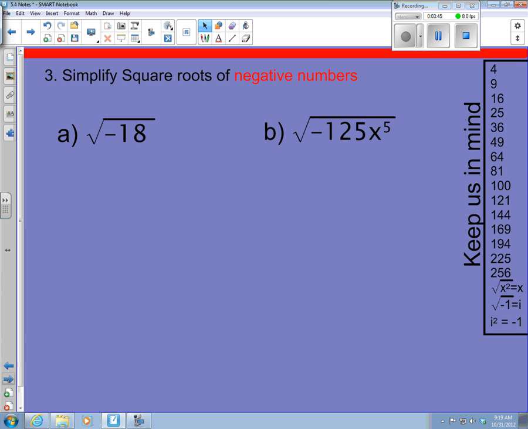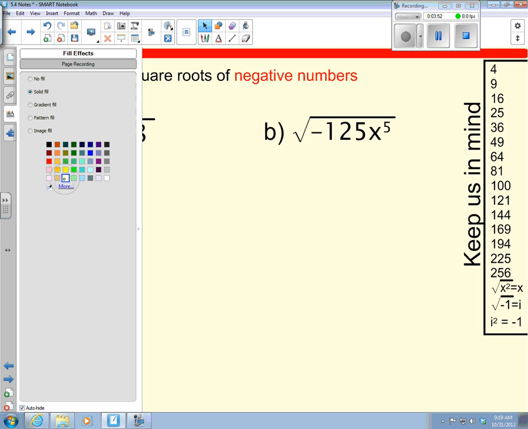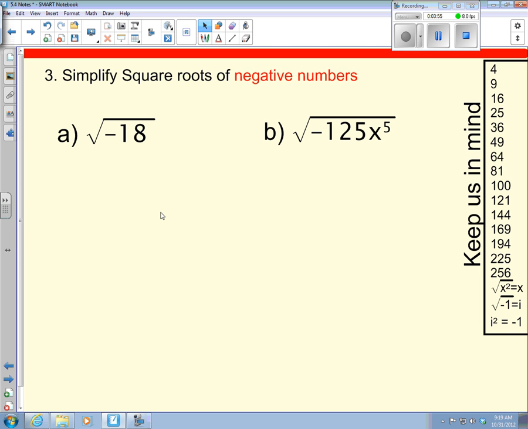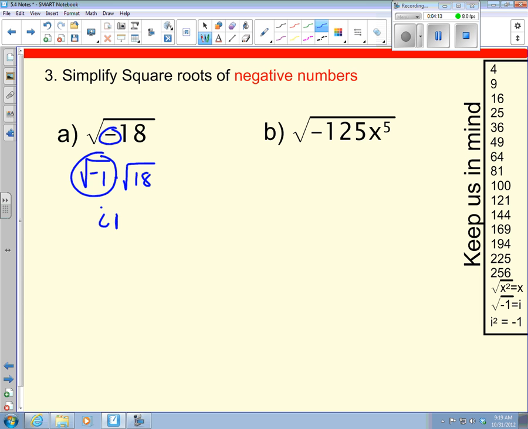We're going to simplify the square root of negative 18. Now, if it was just 18, I'd find the prime factorization and go from there. But the way we're going to do this problem is take that negative out. Say that's the square root of negative 1 times the square root of 18. Well, the square root of negative 1 is equal to i. So this is basically i square roots of 18. And then go ahead and simplify your 18.